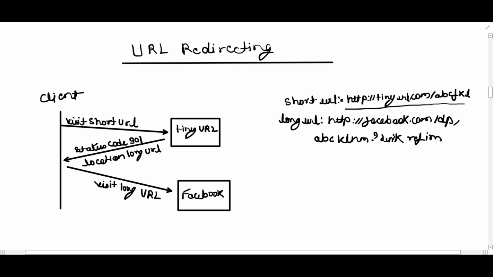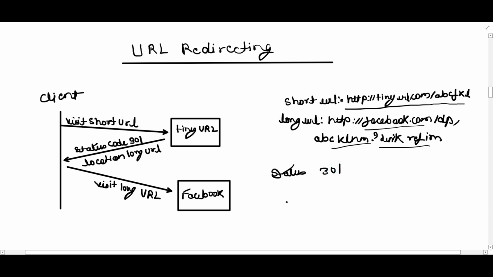Suppose the client makes a GET request to the TinyURL service, then the TinyURL service returns the status code 301, and it will also return in a header the location of the long URL. Then the browser will automatically redirect to the long URL, and suppose the long URL is this one, facebook.com, something like dp and something. This link will be there. So what is this HTTP status code 301?